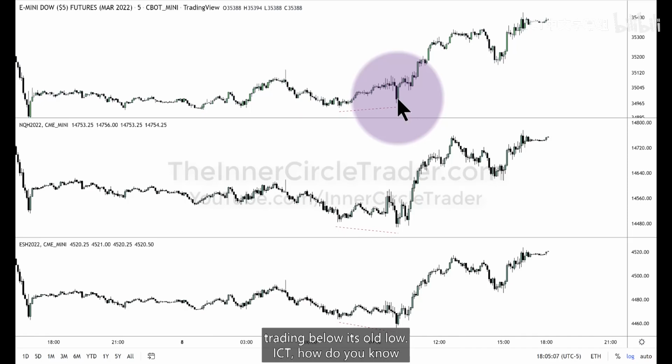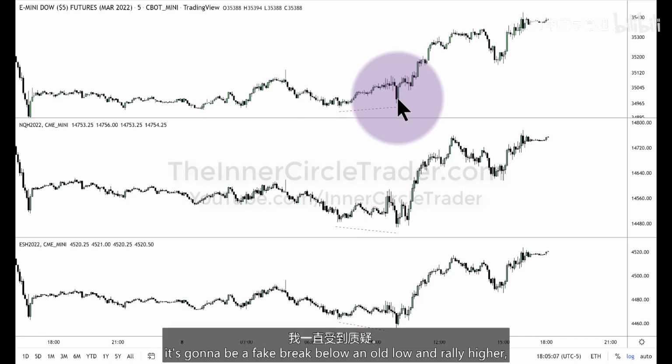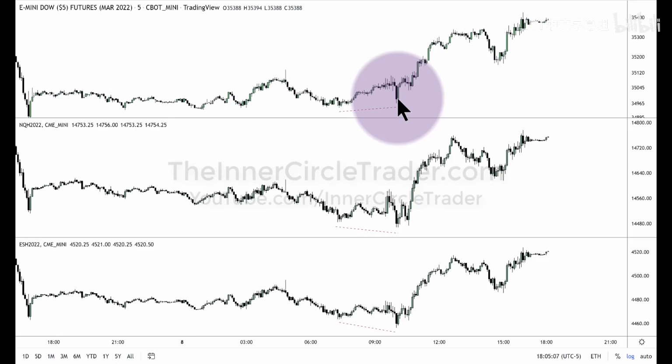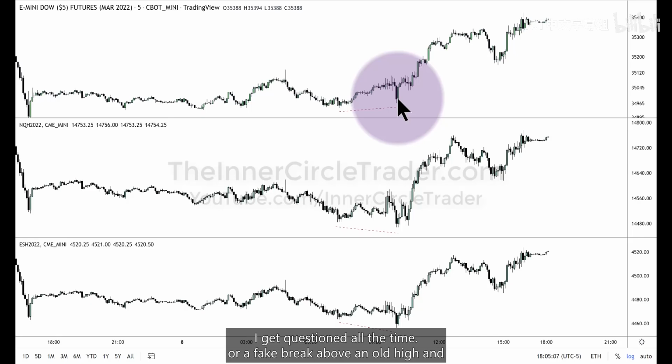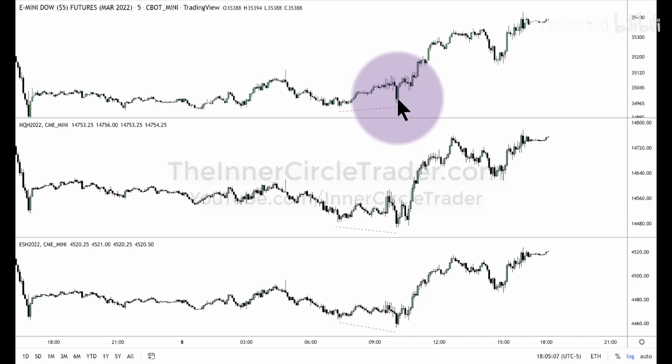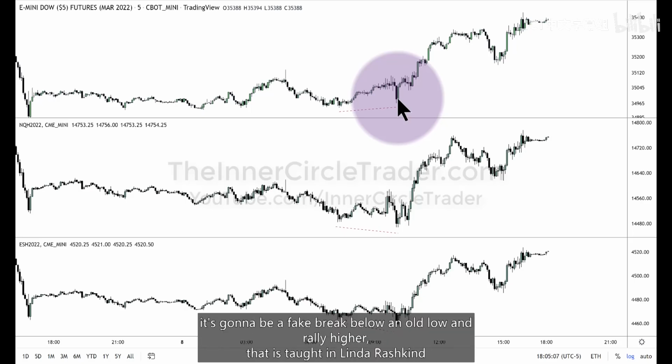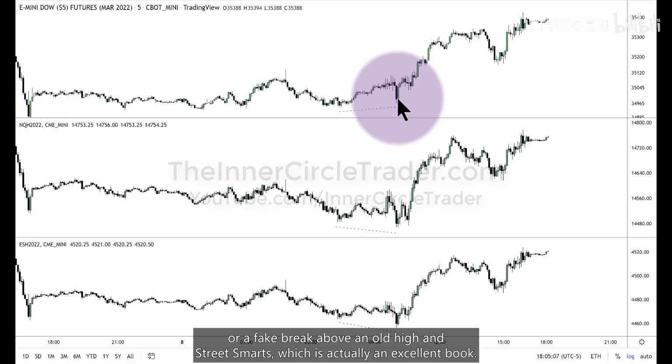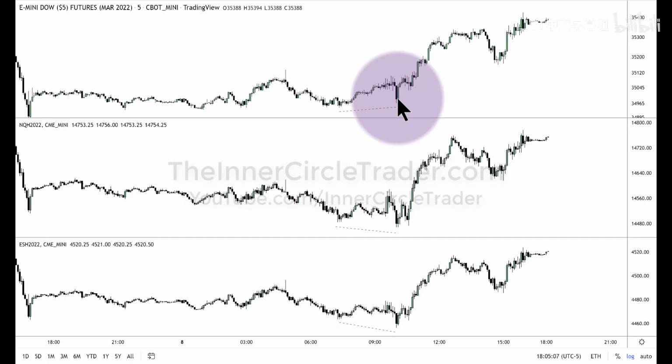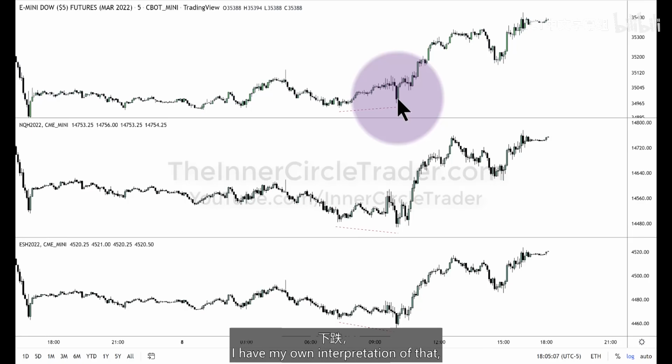I get questioned all the time, ICT, how do you know it's going to be a fake break below an old low and rally higher, or a fake break above an old high and go lower, which is what I dub a turtle soup. Now, that's not the same pattern that is taught in Linda Raschke and Larry Connors' book, Street Smarts, which is actually an excellent book. I have my own interpretation of that, which is very easy. It's simple. I'm not going to teach their pattern. Go buy their book and support the authors.